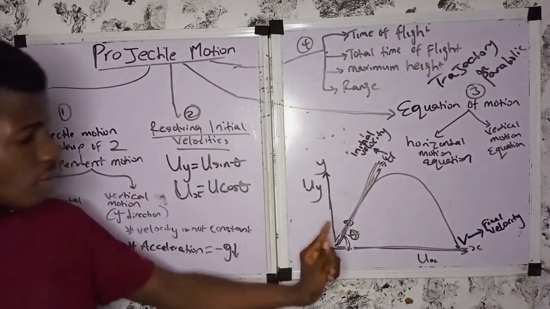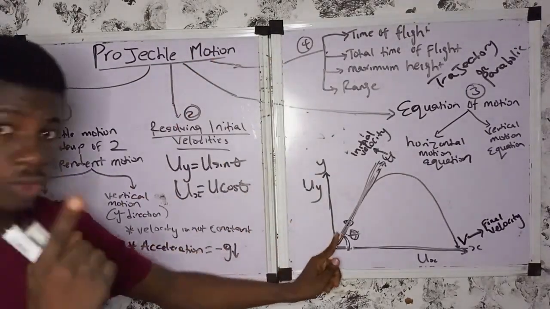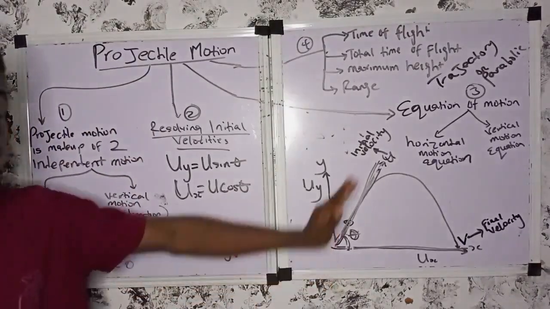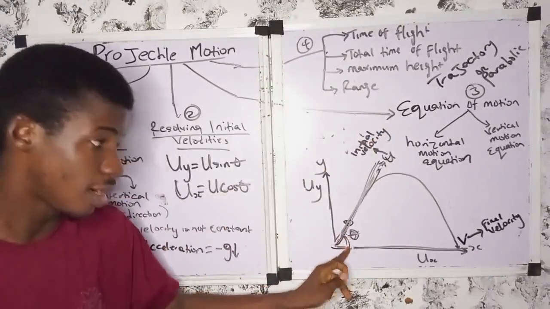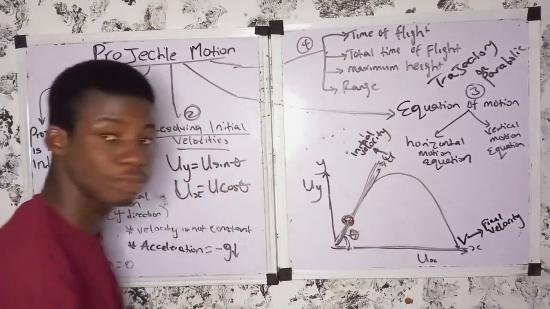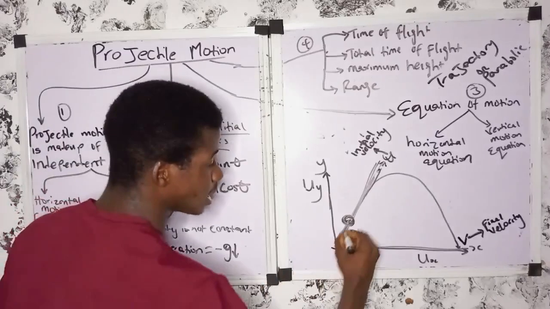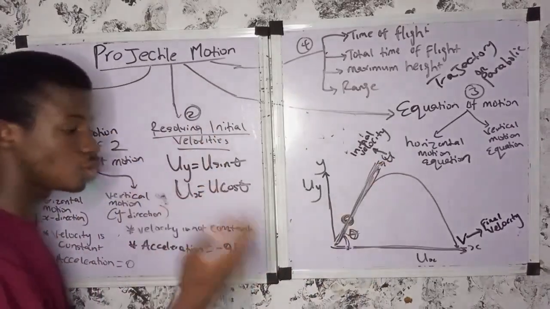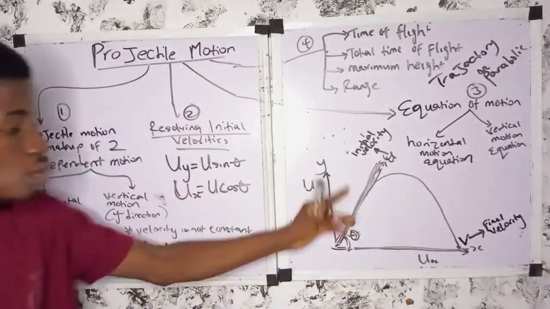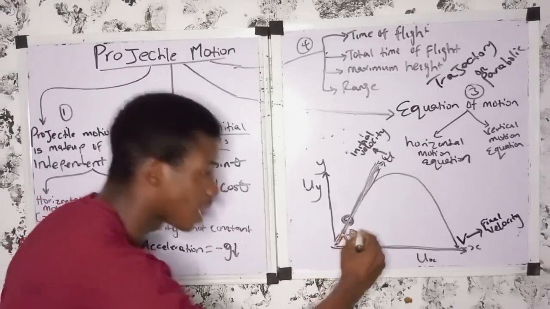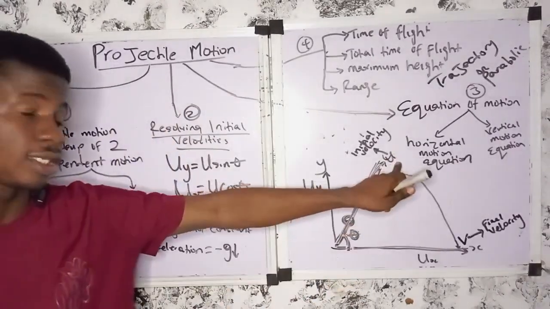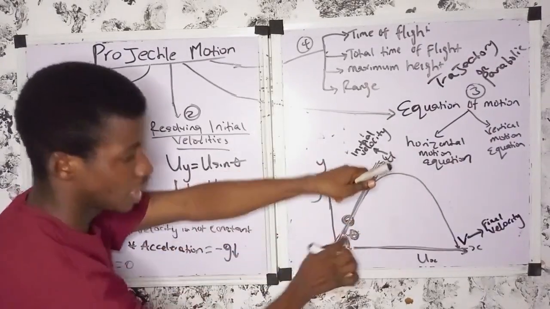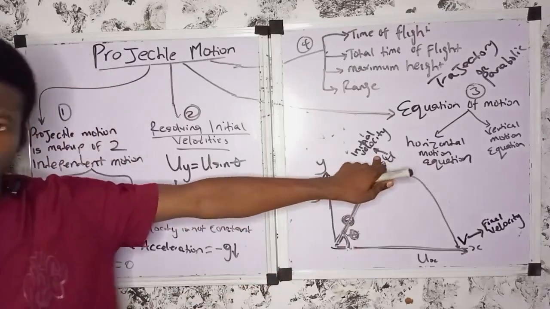Just take note, when a projectile is projected at an angle to the horizontal, let's say this is the stone, let's say this is the projectile. When a projectile is thrown at an angle to the horizontal with an initial velocity u. Let's say this is the projectile, and it's thrown at an angle to the horizontal with an initial velocity u.